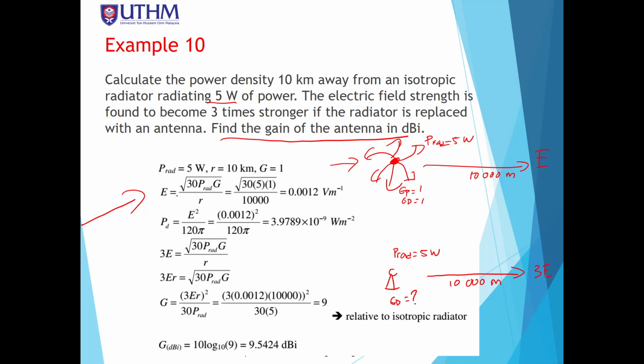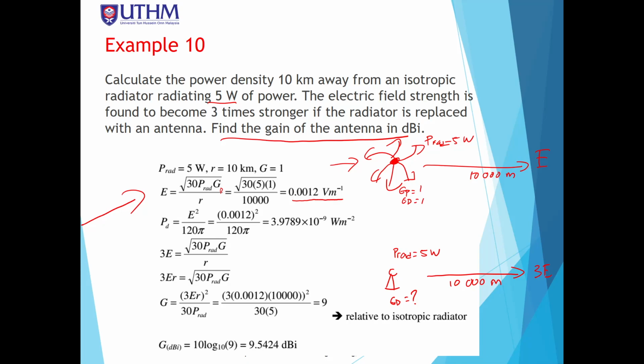So you see that from these equations, the E field for the isotropic radiator is equal to the square root of 30 times P radiation times GE, divided by R. So we get here 0.0012 volt per meter. This is for the isotropic radiator.